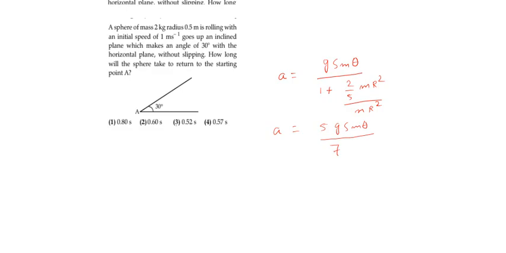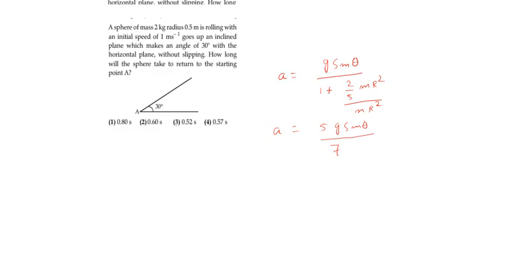Now whether the sphere will come down or go up along the plane, this a will remain the same. That we have to remember, because it can be shown, by the symmetry of the situation, that when something goes up, it will take the same time to come down to the same place. So whether the body is going up or coming down, a is the same for both the cases. So a is this.